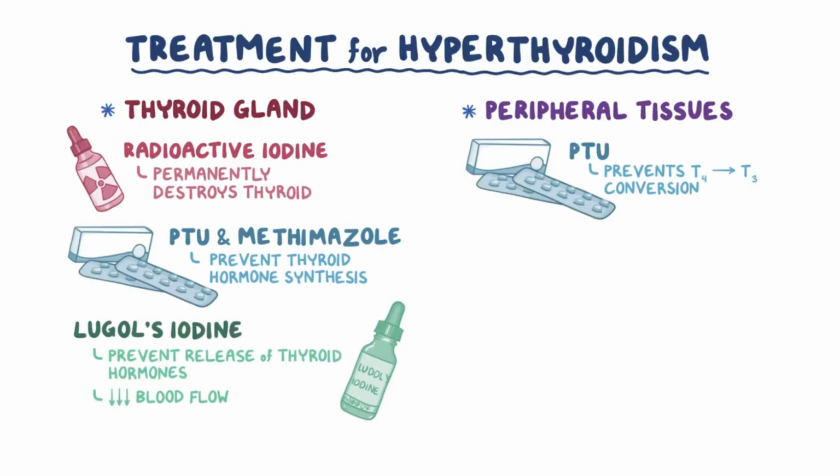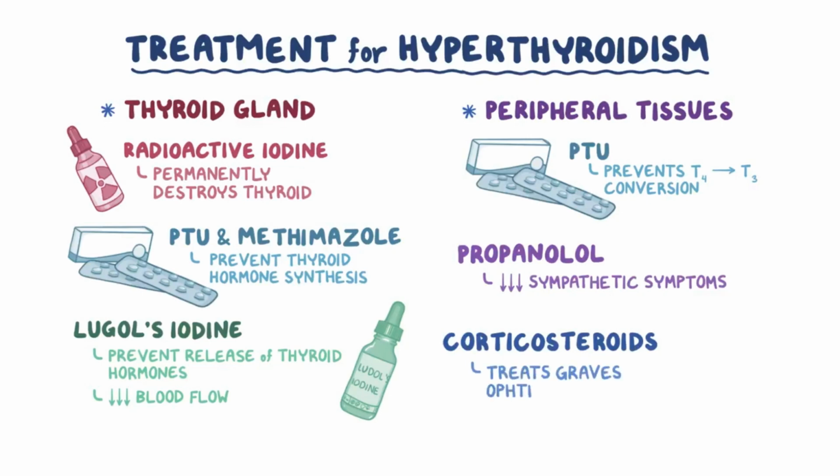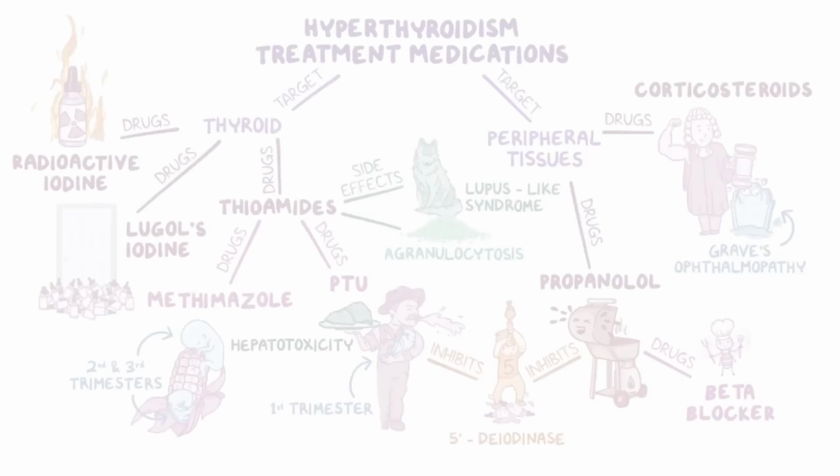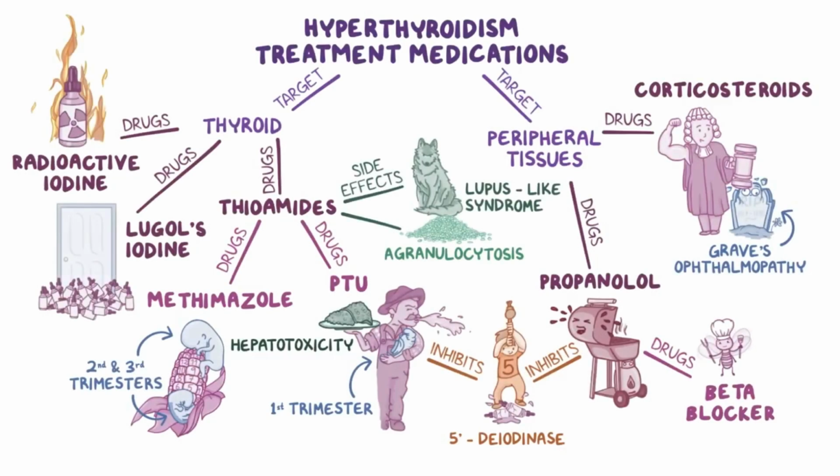In the peripheral tissue, propranolol reduces the sympathetic symptoms of hyperthyroidism and decreases the conversion of T4 into T3. And lastly, corticosteroids are used to treat Graves' ophthalmopathy. But wait, there's more! Here's a mind map with all the mnemonics from the video. Go ahead and pause the video so you can test yourself to see what you remember, and stay tuned for the answers at the end.